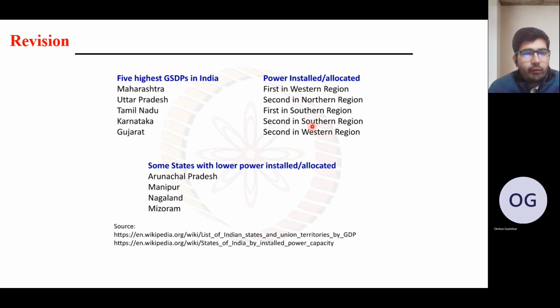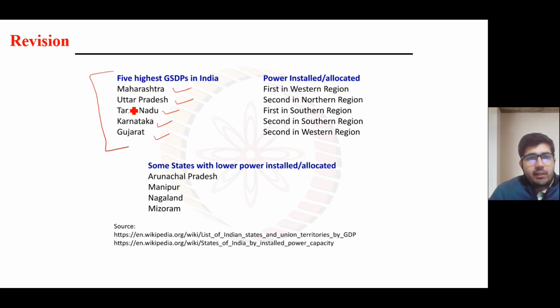So this is data for India. On the left side, you can see the five highest GDPs in India: first is Maharashtra, second Uttar Pradesh, then Tamil Nadu, Karnataka, and Gujarat. These states have the highest GDPs. It's the states' GDP, so it's called GSDP. So these are the five states with the highest GDP.